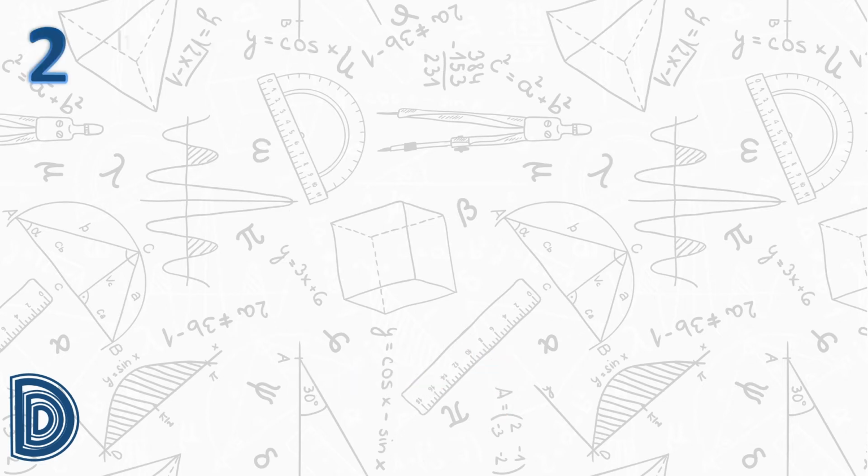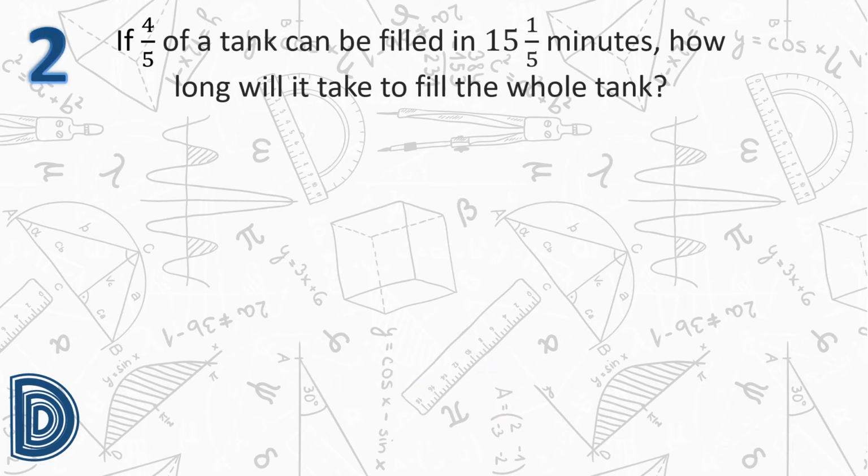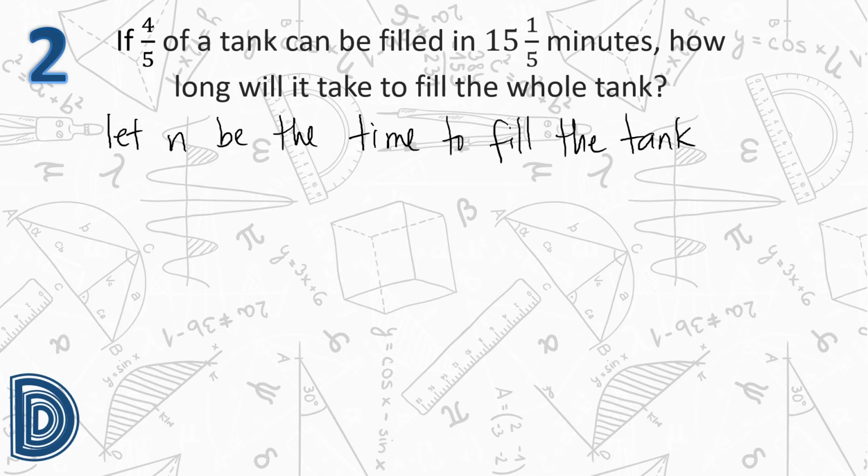Question number 2. If 4/5 of a tank can be filled in 15 and 1/5 minutes, how long will it take to fill the whole tank? Let n be the time to fill the whole tank. Then we have a direct proportion, that is 4/5 is to 15 and 1/5 equal to 1 is to n. Using the cross product property of proportion, we multiply the means, that is equal to the product of the extremes.